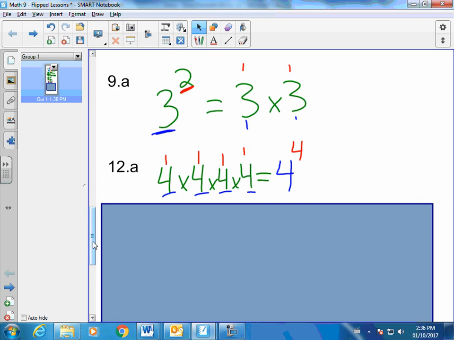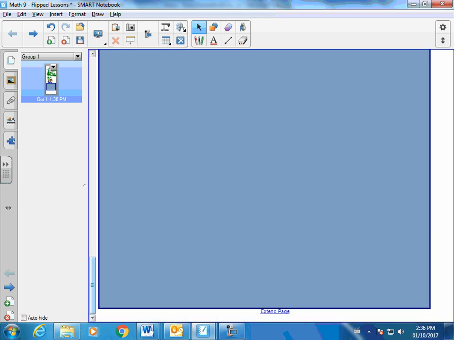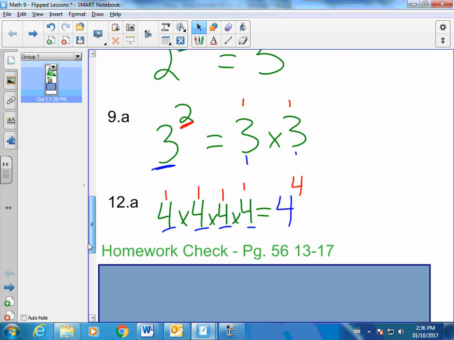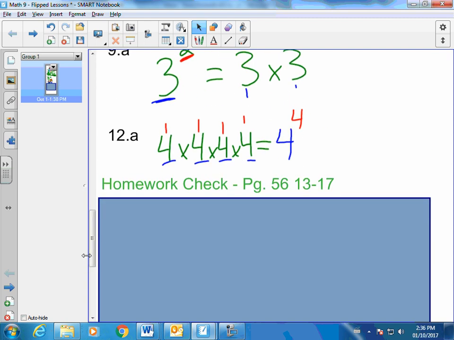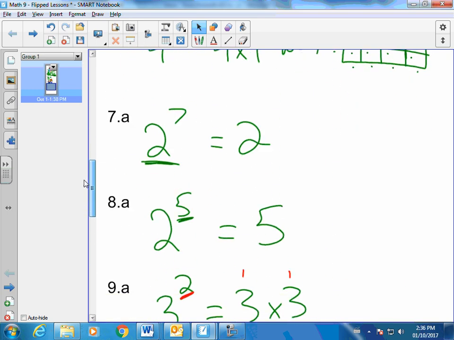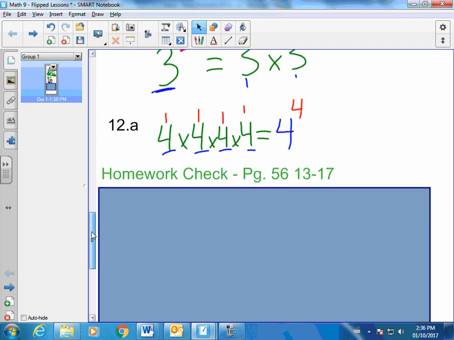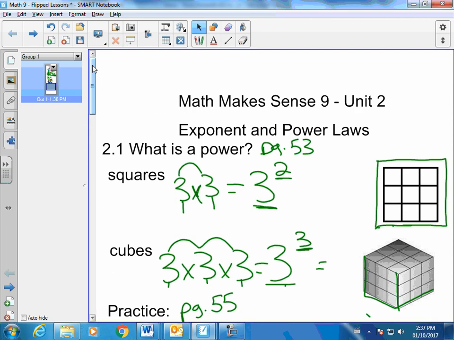The homework check for tomorrow's class, which is your assignment that you'll be working on, is going to be, oh, we did it again by accident. Page 56, questions 13 to 17. So be prepared to finish up the practice questions in class, and you'll have an assignment to work on, not for marks, but a homework check to work on. This will be homework checked for tomorrow's class. See you in class.